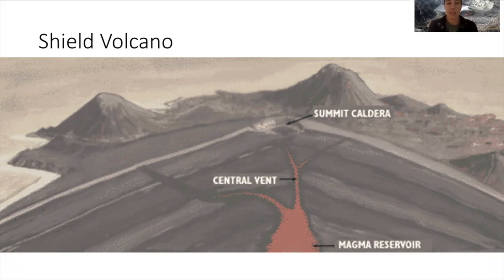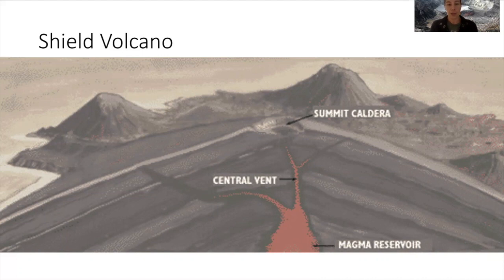The mafic composition for shield volcanoes is really important because the low quantity of silica in a mafic composition melt directly relates to the viscosity of the magma. The higher the amount of silica, the higher the viscosity. So shield volcanoes, being made of lava flows that are low in silica, have low viscosity. This means that they flow really easily.